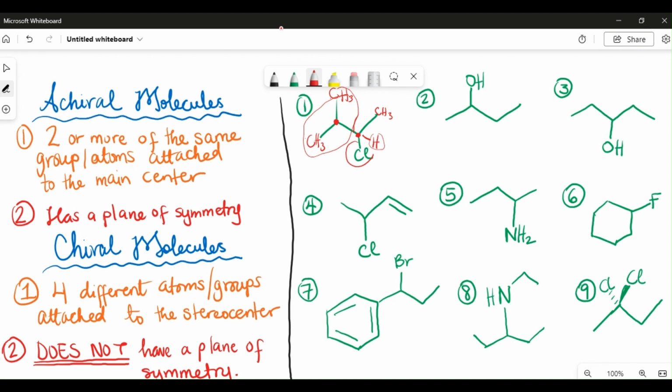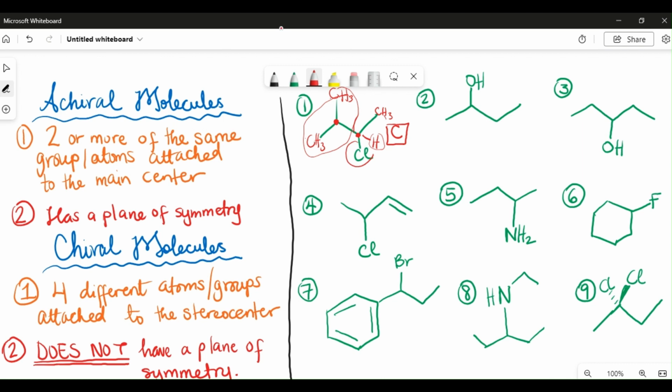So we're going to call this a chiral molecule, because all you need is just one chiral center in a molecule to make it a chiral molecule. But that does not mean that every single center or main center is a chiral center. It could be an achiral center, and then in this case we have another center which is chiral, making the entire molecule chiral. So I'm going to denote that with a C.